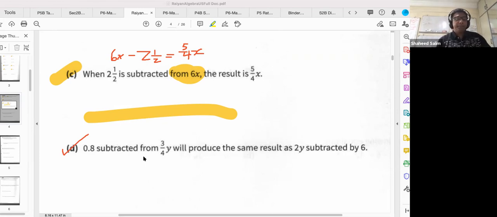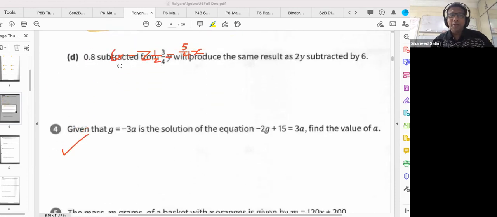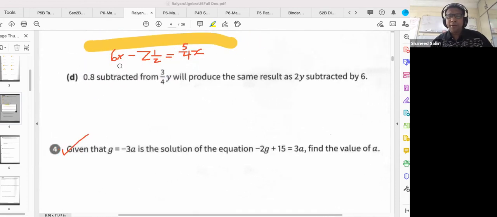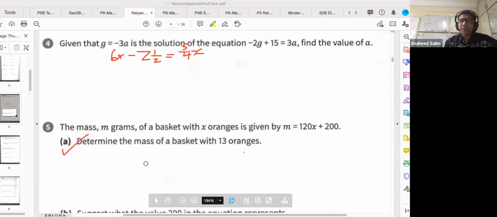Okay, let's see. First one is correct. First side is correct. Second side is well done, Ryan. Congratulations. Okay, don't solve yet. Let's see. Given G equals to minus 3A. Okay, never mind. This one.